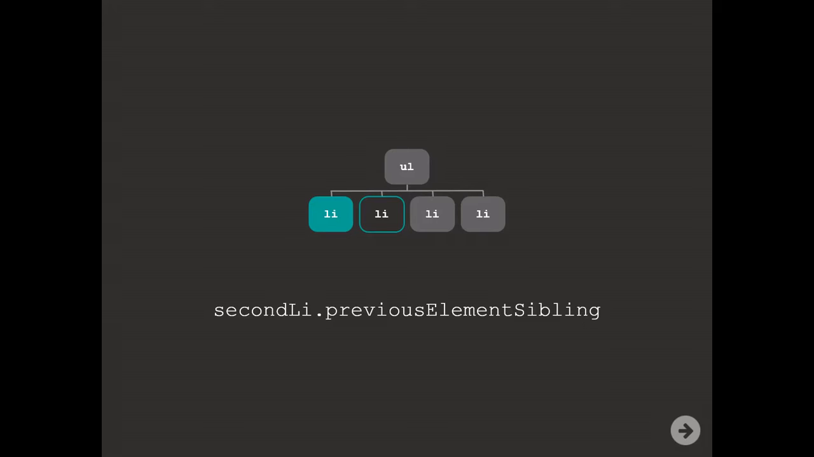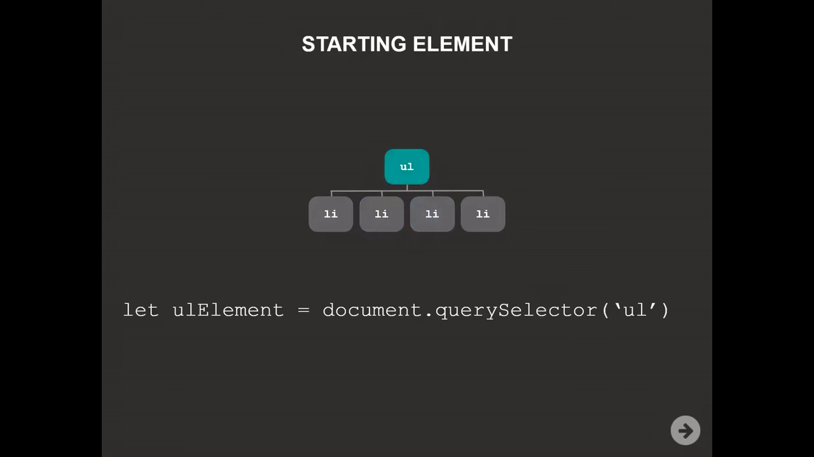Just note there is a difference between the property that has element in it and the property that doesn't. Obviously, nextElementSibling will go to the next sibling that is an element. So if there is a sibling that is text, it will jump over it. All right.